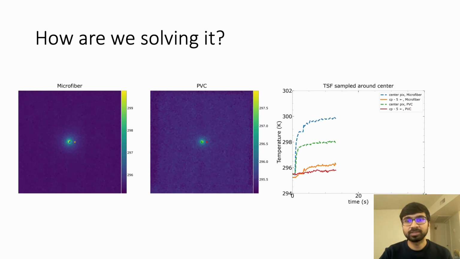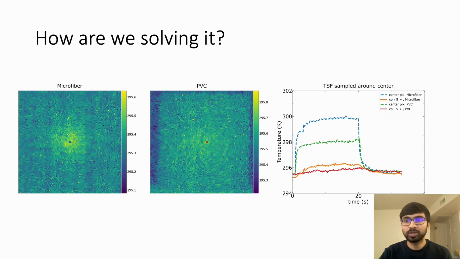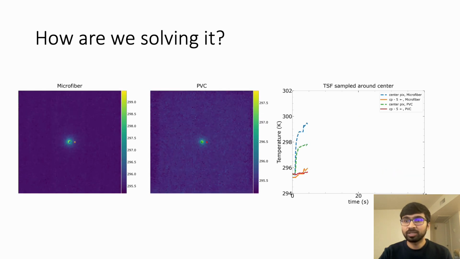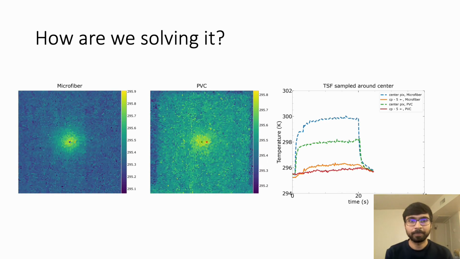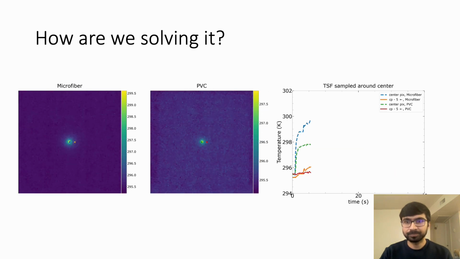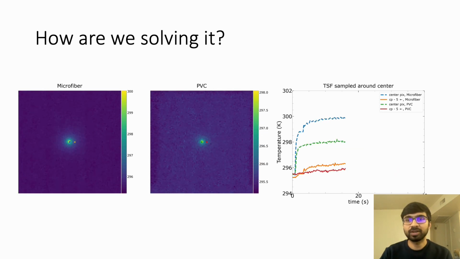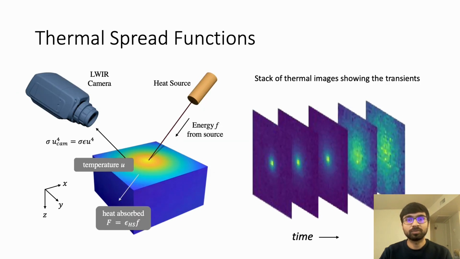Thermal imaging methods enable contact-free estimation of thermal properties, thus allowing us to classify materials rapidly and in a non-destructive manner. As explained before, we observe the heating and cooling process using a long-wave infrared thermal camera, and the temperature transients obtained from this process are called thermal spread functions.